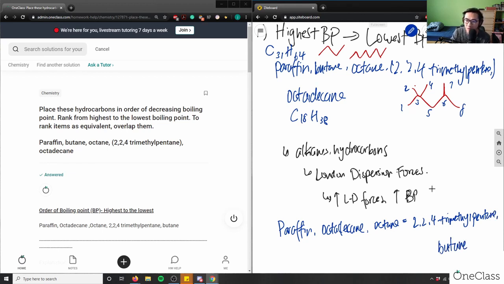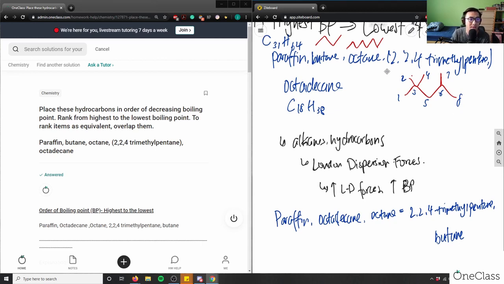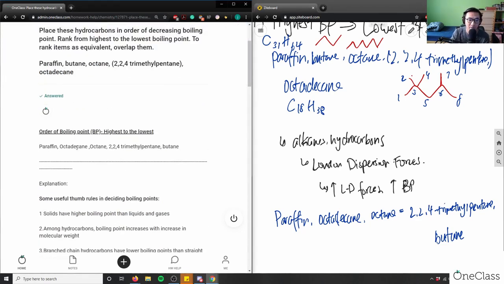So when we talk about octane versus 2,2,4-trimethylpentane here, I would actually say octane would be slightly increased in BP, even though they have the same carbons, because it's a straight carbon chain, so it's a bit harder for us to break that chain here. Whereas 2,2,4-trimethylpentane might not be, but these are very much similar in BP. So let's look at the answer here: paraffin, octadecane, octane, 2,2,4-trimethylpentane, and butane. So this here is correct.